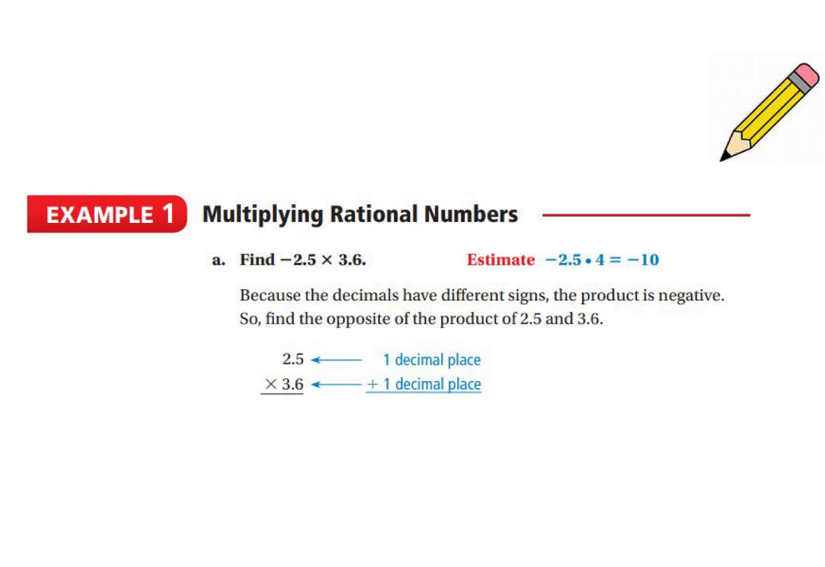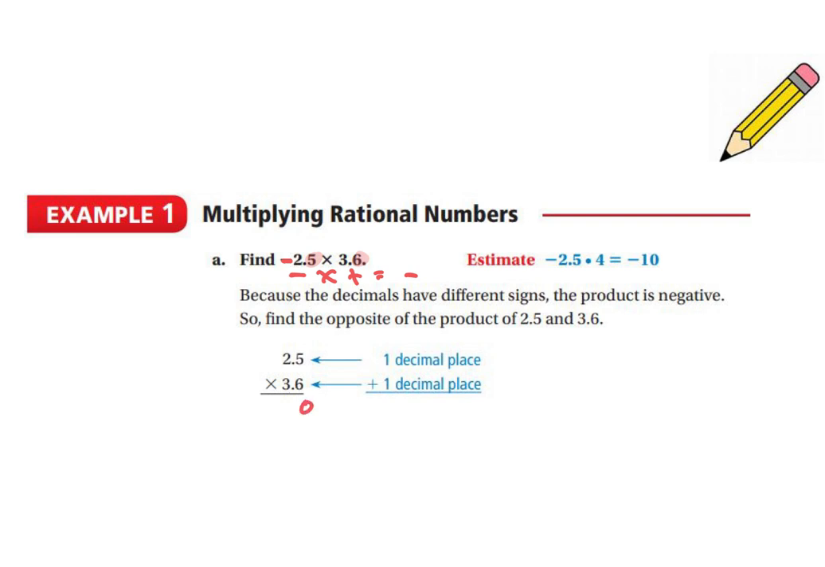All right, so go ahead and copy this one in your notes. I notice that we have a negative times a positive, so I know my answer is going to be negative. I have one decimal place in each number, so in my answer, I know that I'm going to have 2 digits after the decimal. And now I just multiply.